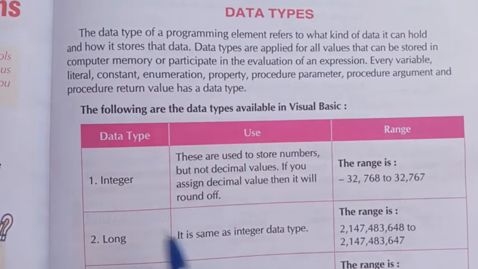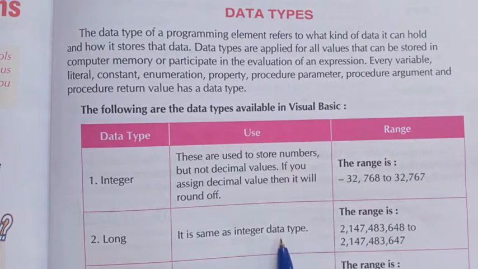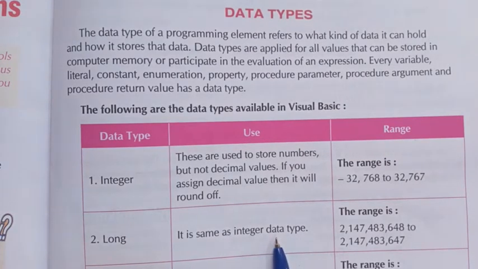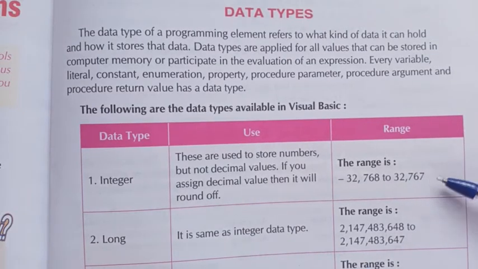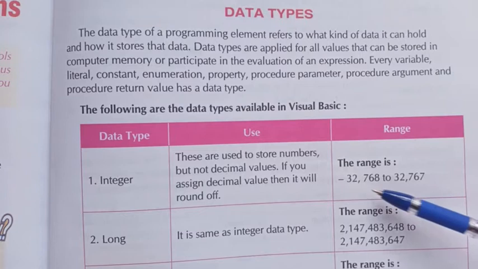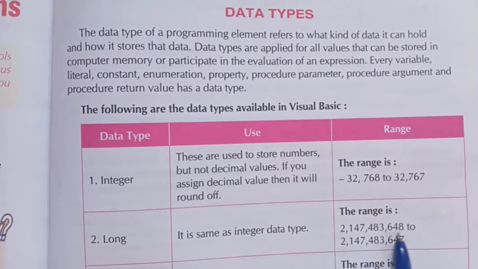Then next we have another data type, that is long data type. Long data type is just the same as the integer data type. That means it also cannot store decimal values. The difference is that the range becomes wider. You can see in the integer we have the range from only minus 32,768 to 32,767. But if we take it as a long, you can see that the range increased. So if more range is needed, the long data type is to be taken.